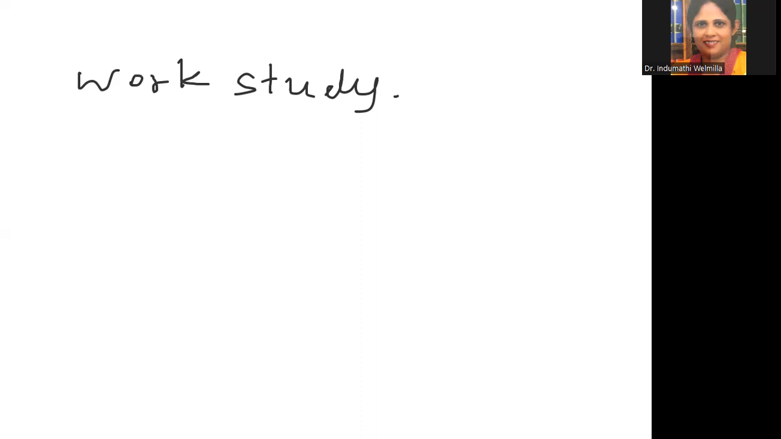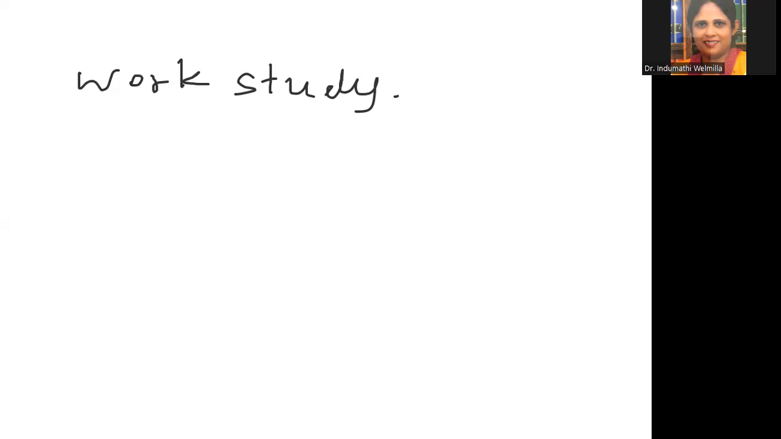So work study involves observing the worker at work. The methods used by the worker are observed and recorded. In a work measurement study, the time taken by the worker to carry out an operation is recorded, right?